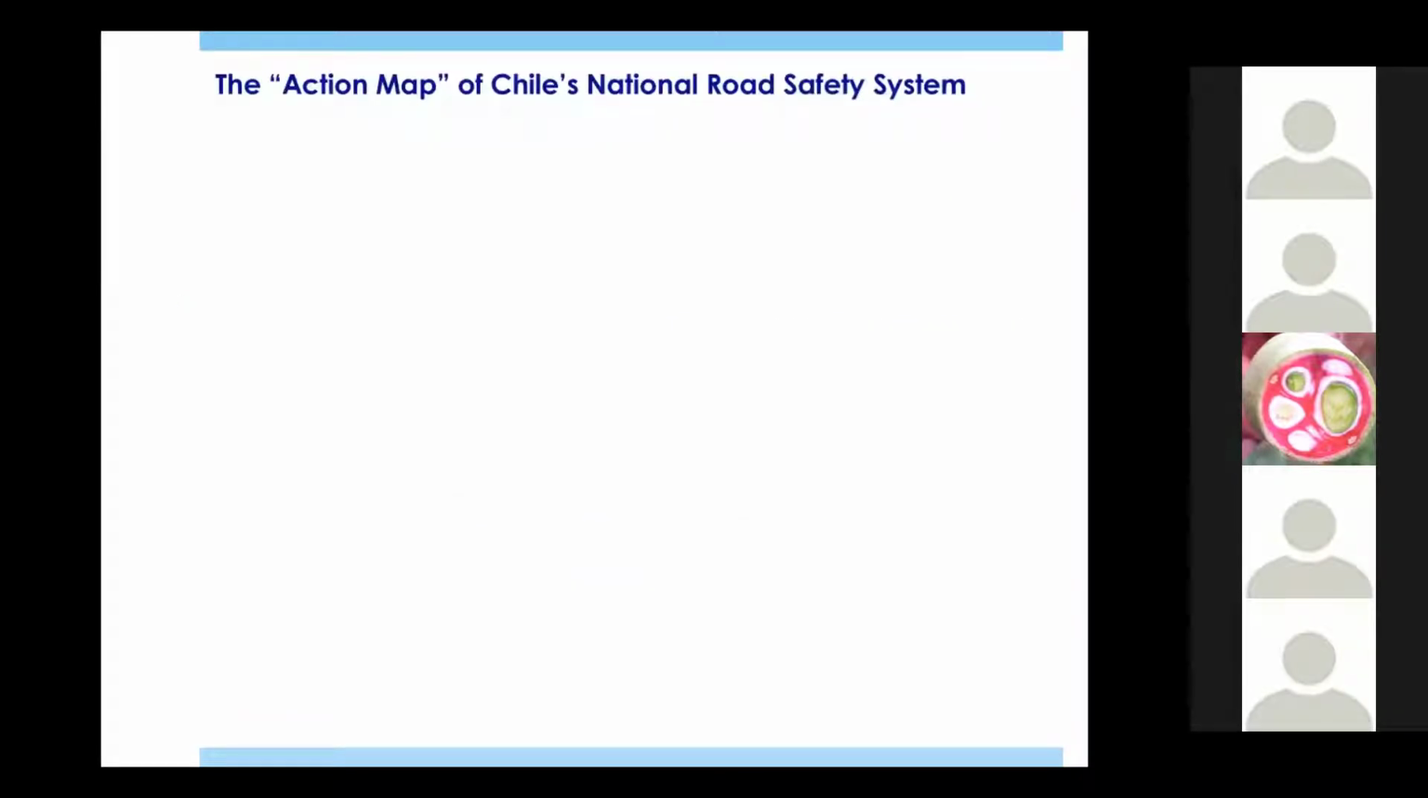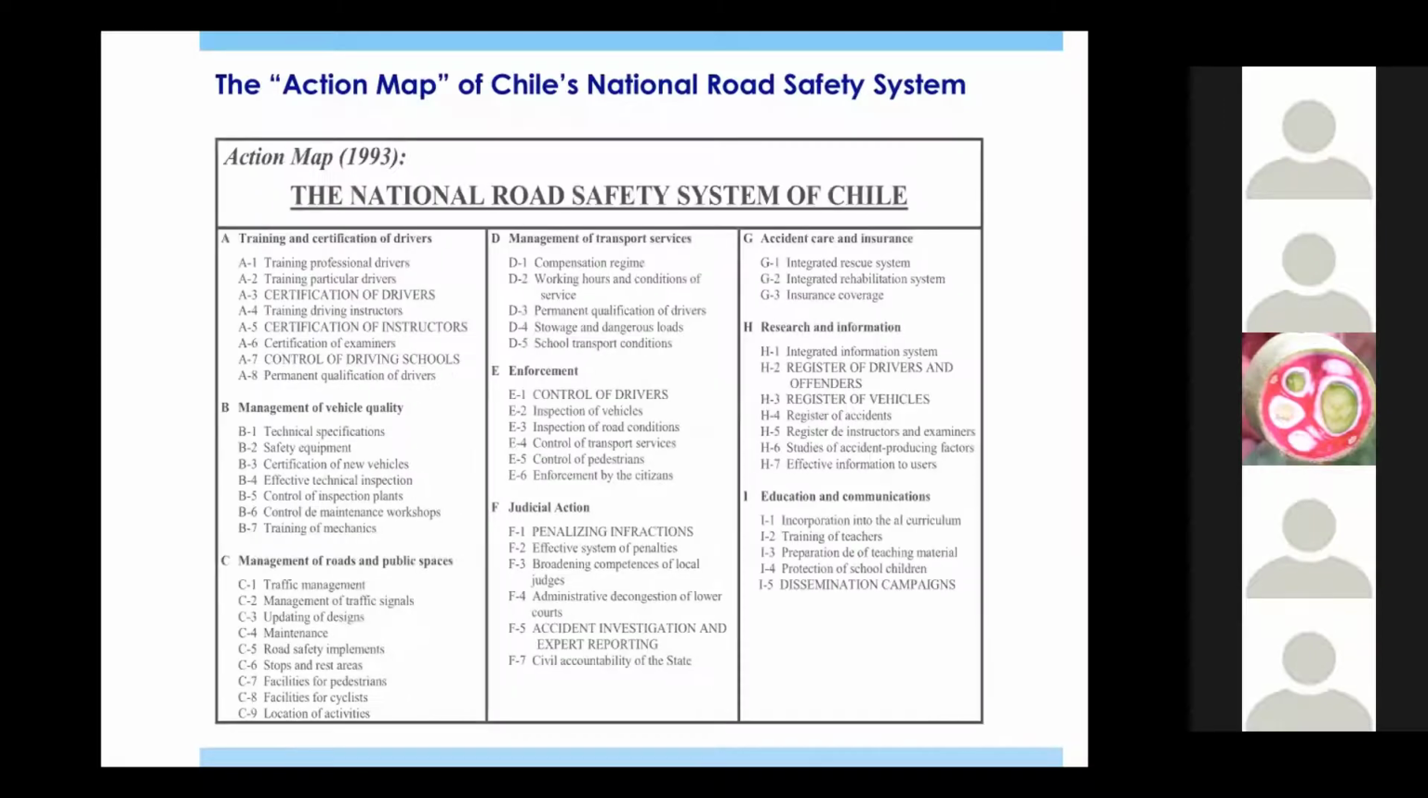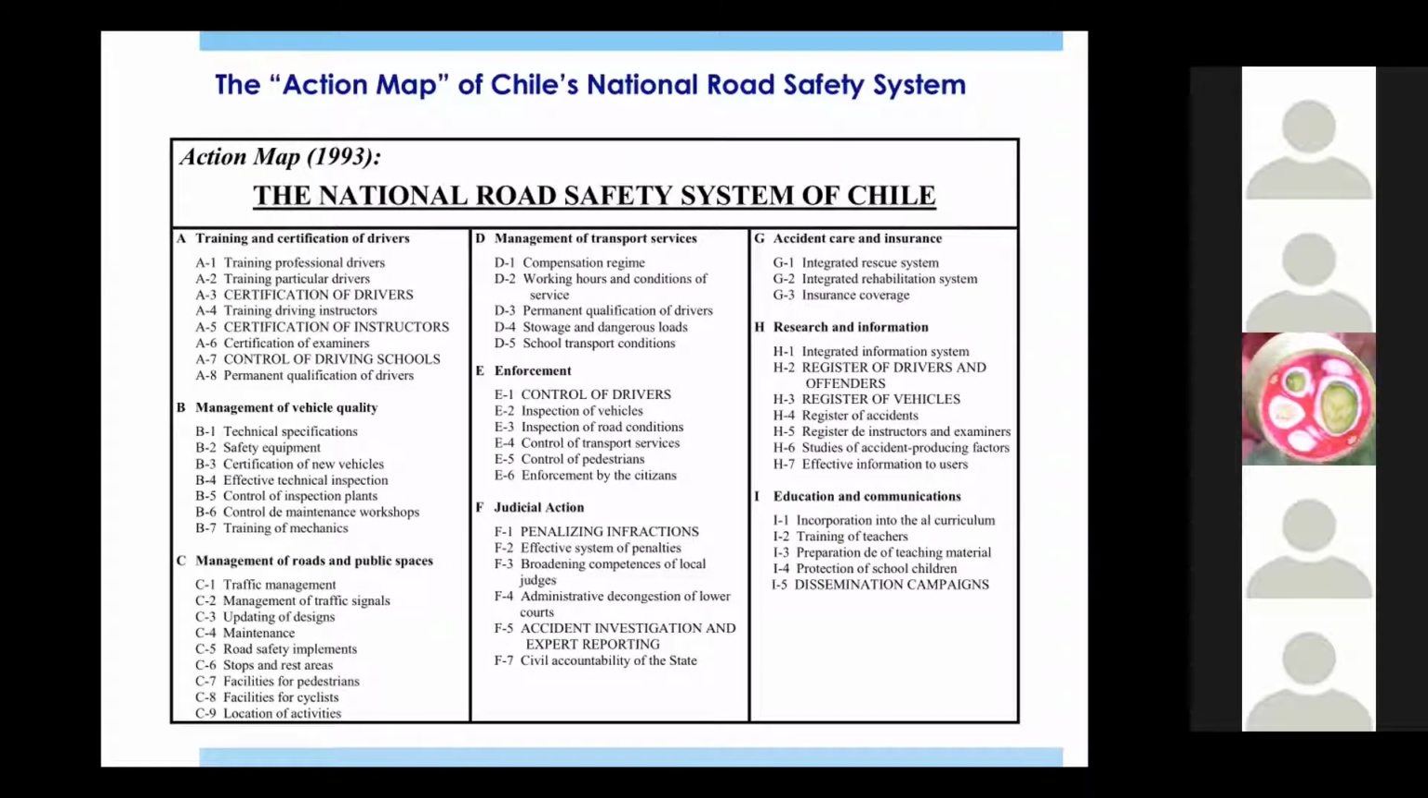Here you have the action map of Chile's national road safety system. Just one page. A, B, C are called dimensions. Those inside the dimensions are called the lines of action. The map is a structure of lines of action, each an area in which there are actors, activities, objectives, permanent activities.